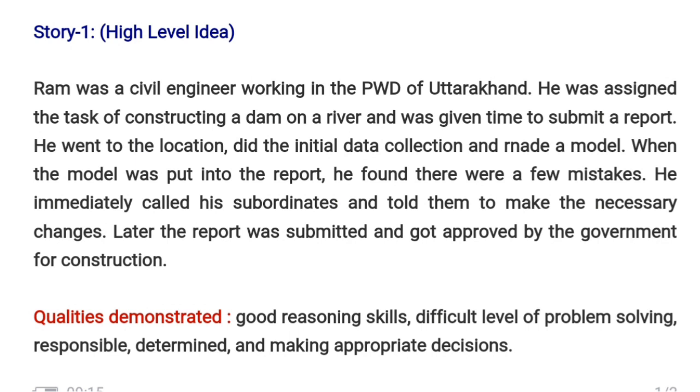When the model was put into the report, he found there were a few mistakes. He immediately called his subordinates and told them to make the necessary changes. Later the report was submitted and got approved by the government for construction. Qualities demonstrated: good reasoning skills, difficult level of problem solving, responsible, determined, and making appropriate decisions.